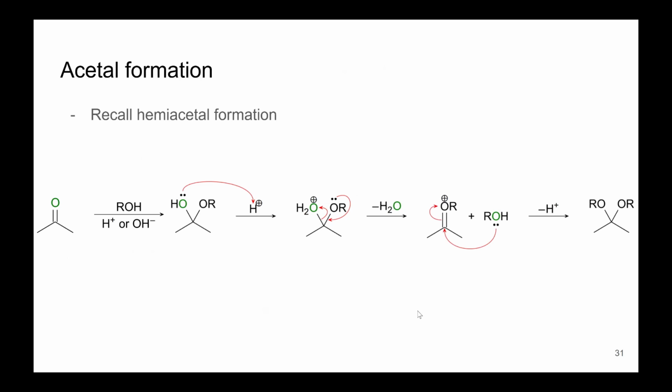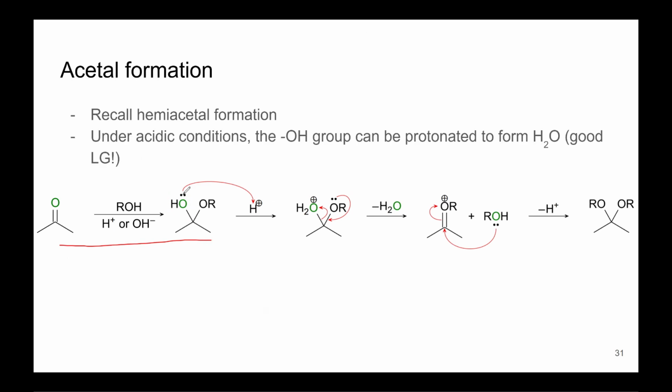So for the acetal formation, we can recall the hemiacetal formation. So the hemiacetal formation is basically from here to here. So that's the hemiacetal formation. So this is our hemiacetal. And in acidic conditions, this reaction can go on further. So this OH group can be protonated, giving you your good leaving group H2O. And notice that this OH group came from your carbonyl oxygen. So when this H2O gets kicked out, your carbonyl oxygen is basically lost.